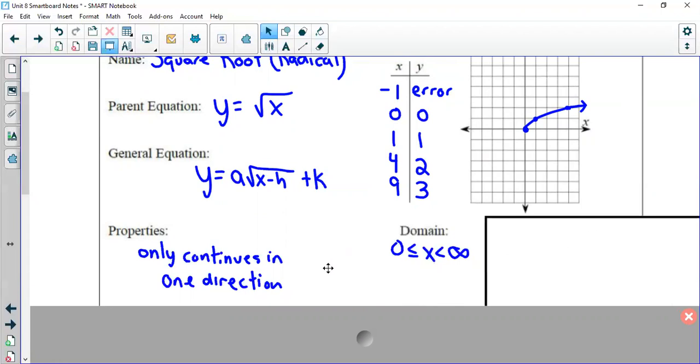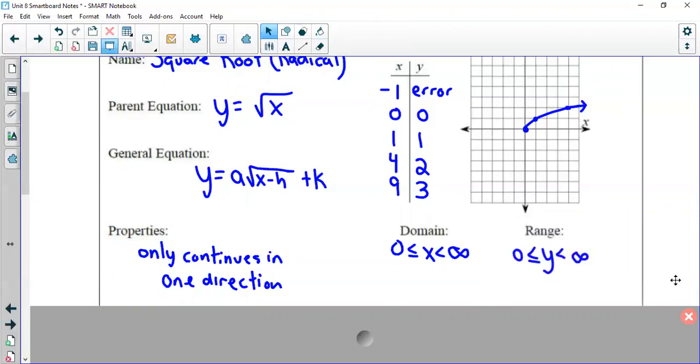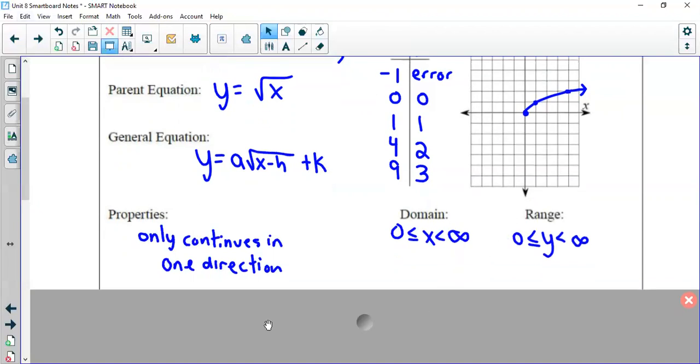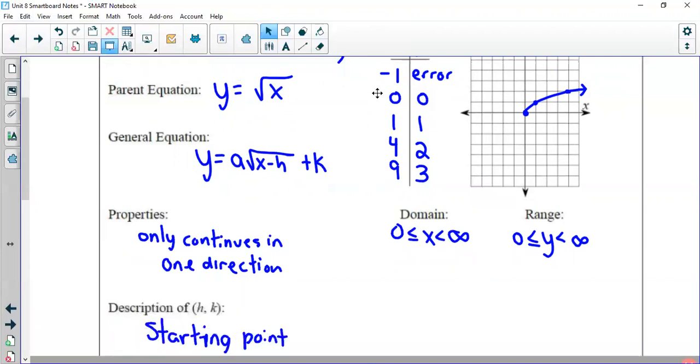Our domain, it starts at 0, it touches 0 and goes on for infinity. So 0 is less than or equal to x, which is less than infinity. And the same thing with our range, it goes down and touches 0 in the y's, and then it goes up to infinity. And then our special HK point in this case, again, in our parent equation, there is no h and k, so our HK is always going to be the starting point. So we always look for that little starting point there to determine which directions it's shifted.